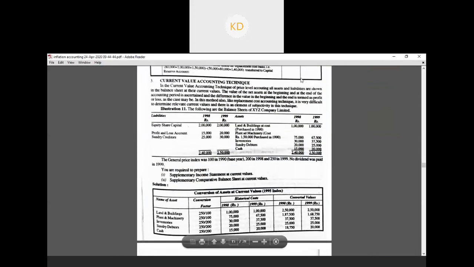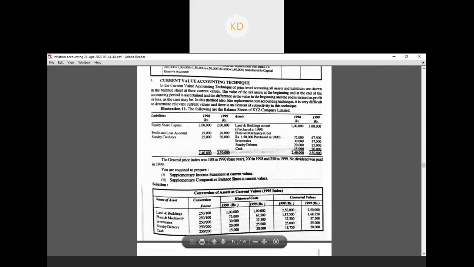Now what would I be doing here? My assets are given at historical cost. So land and building historical cost I will take. I'll multiply the conversion factor, find out what is their converted value. When I'm doing the conversion factor, land and building will be current price index by the price index of the transaction. The transaction's price index is 100. So 250 by 100. 1 lakh into 250 by 100.